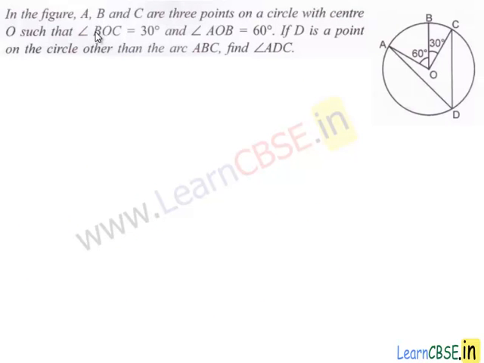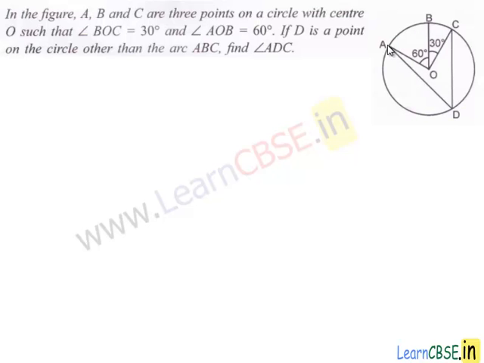Let's move to the next question. In this question we are given a figure. Here we have a circle with center O, and A, B, C are 3 points lying on the circumference of this circle, and angle BOC is 30 degrees and angle AOB is 60 degrees. If D is any point other than the arc ABC, we have to find out angle ADC.